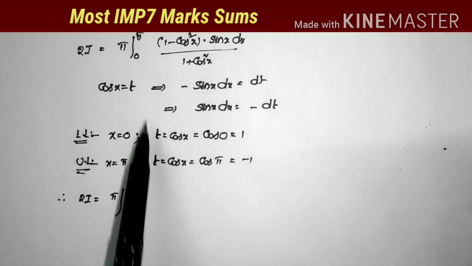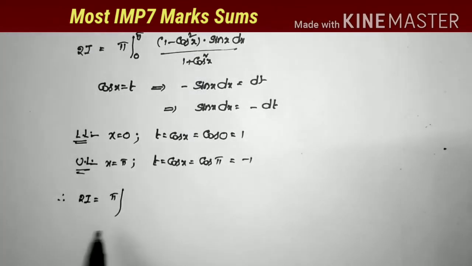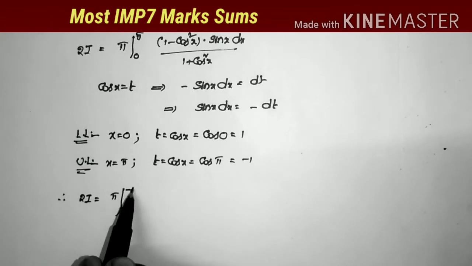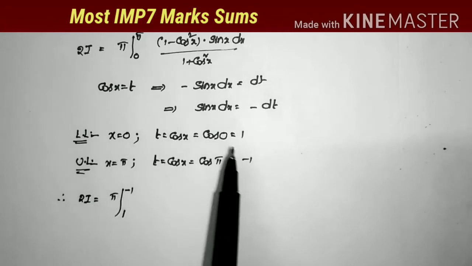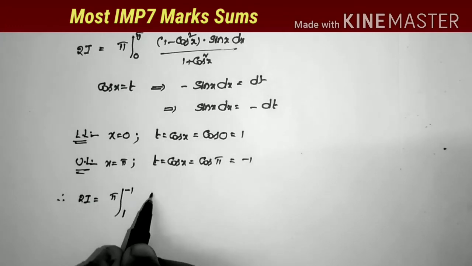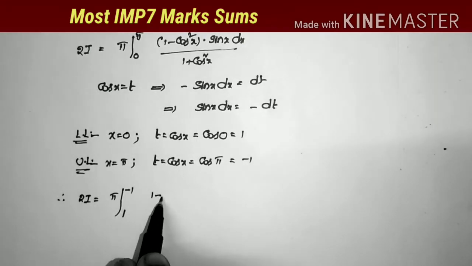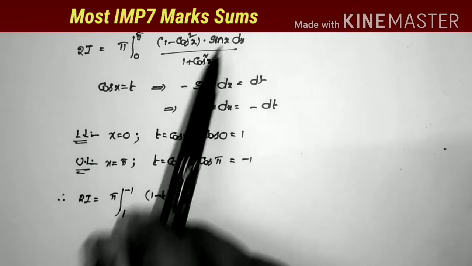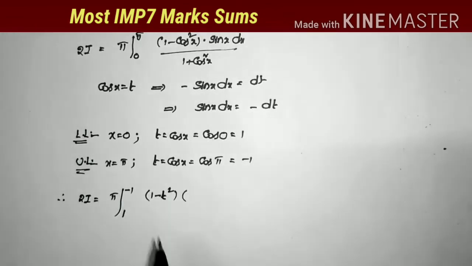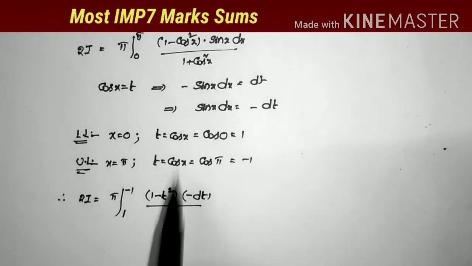Now we have to substitute all these values in this function, that is 0 to pi. Now the 0 to pi becomes 1 to minus 1. Lower limit becomes plus 1, upper limit becomes minus 1. 1 to minus 1, 1 minus cos square x. What is cos x? Cos x is equal to t. 1 minus t square into sin x dx. What is sin x dx value? Minus dt. Minus dt whole by 1 plus cos square x.